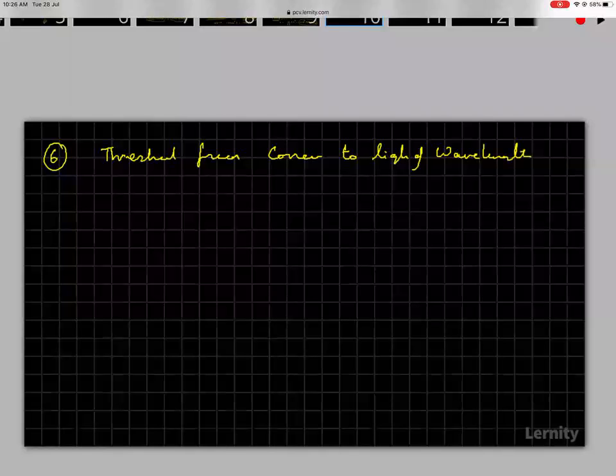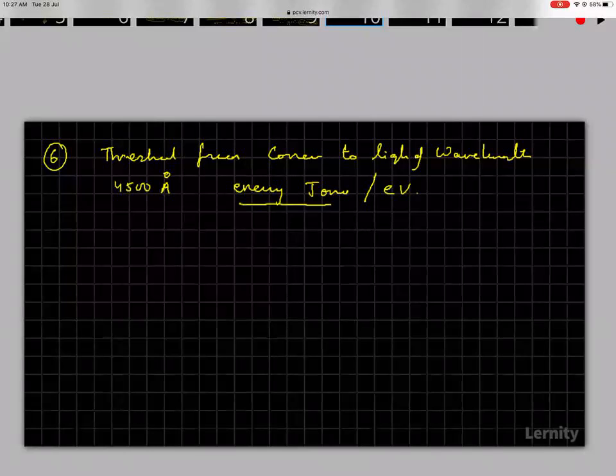Sixth one. The threshold frequency corresponds to light of wavelength 4500 angstrom units. Now I'm asking you what is this energy in joules and electron volt.